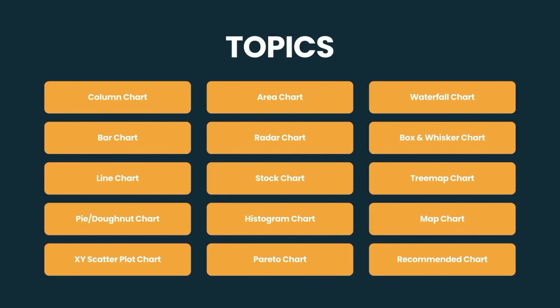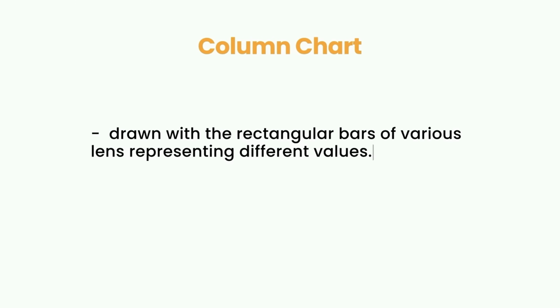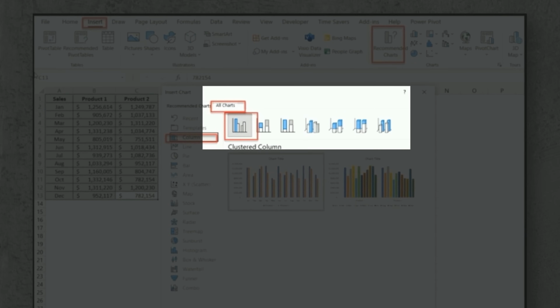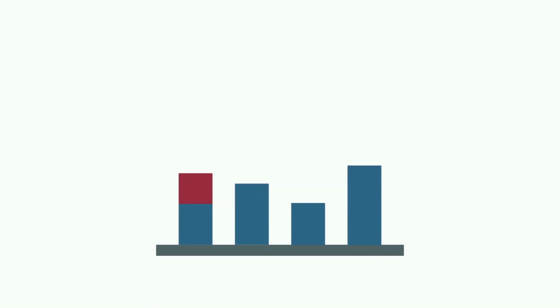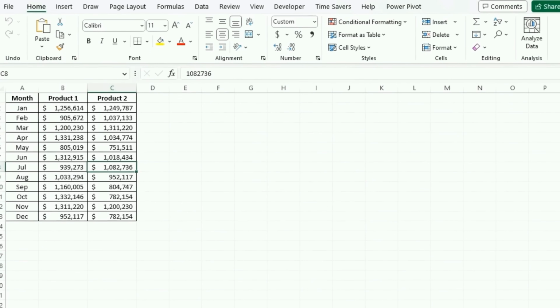Now let's discuss what is a column chart. Column charts are drawn with rectangular bars of various lengths representing different values. There are different types of column charts such as cluster chart, stack column chart, and 100% stack column chart. Cluster column charts use color to differentiate the column, whereas the stack column chart uses varying thickness or colors for each column. Column charts are an effective means of displaying data variation over a period or comparing various elements.